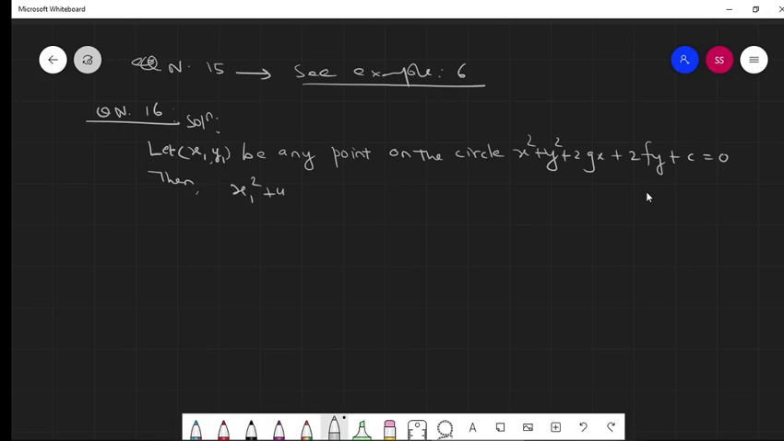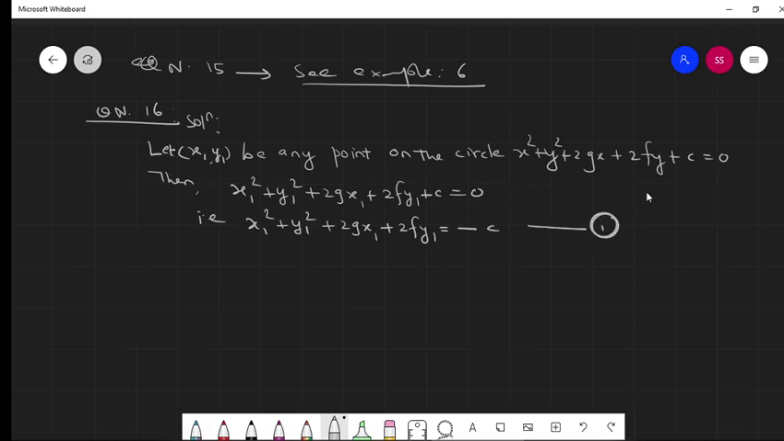This is the point of the circle, then x1 square plus y1 square plus 2gx1 plus 2fy1 plus c equal to 0 because it satisfies the given condition. It means the value of x1 square plus y1 square plus 2gx1 plus 2fy1 equal minus c. This is equation first.